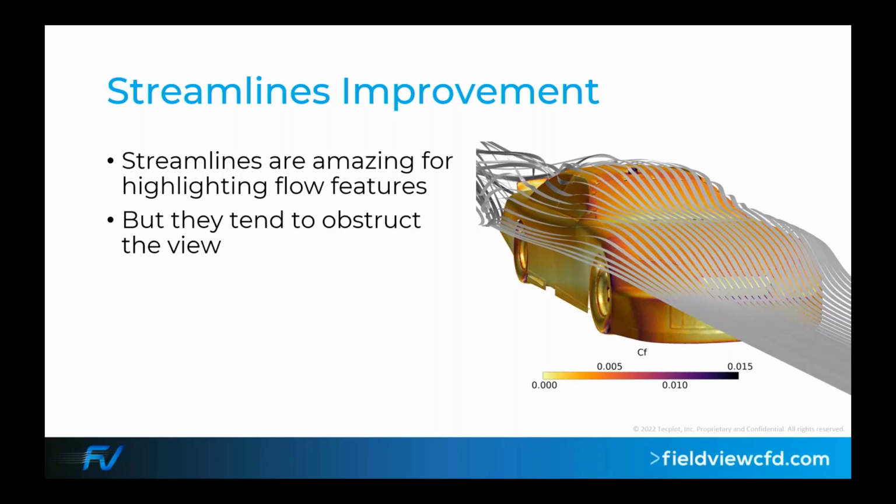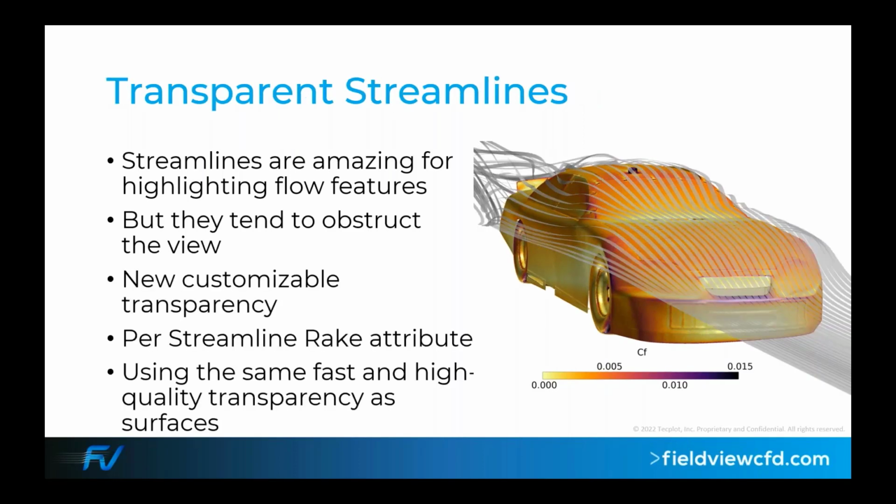But what often happens with streamlines, if you have a lot of them, is that they tend to obstruct the view. For instance, over here, it's really difficult to see the friction coefficient on the car. So what we did was to introduce a new display option for streamlines with a customizable transparency that you can set for each group of streamlines. And it's fully customizable from 0 to 100% transparency.